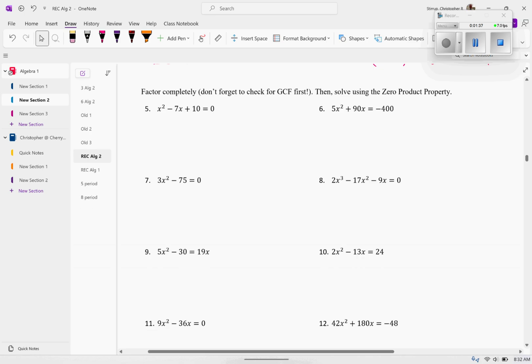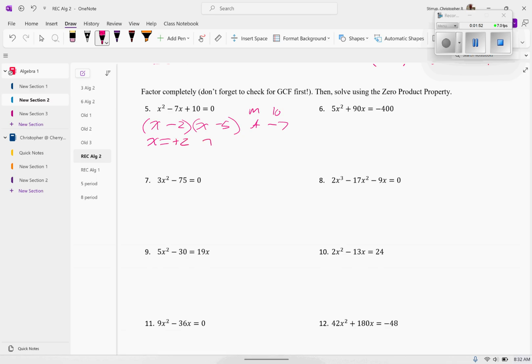All right, so factor completely, and then we want to set them equal to 0. So these ones where you just have x squared, what two numbers multiply to give me 10, add to give me negative 7? I'm going to go negative 2 and negative 5. Set each of those equal to 0, so I get x equals positive 2, and x is equal to positive 5.